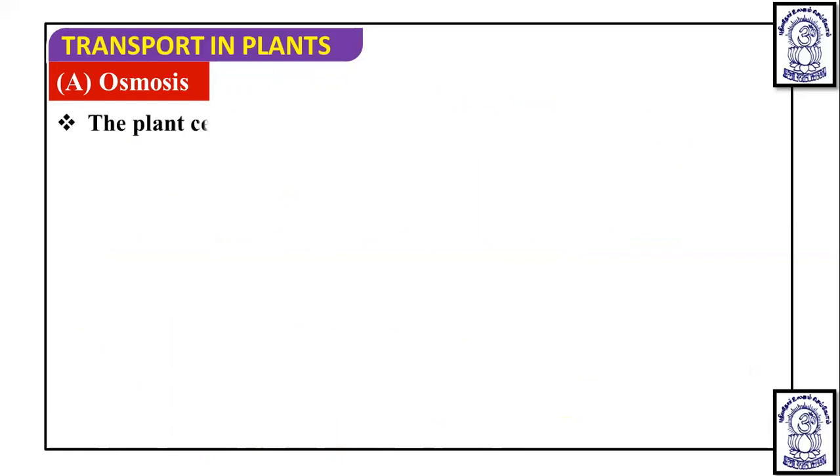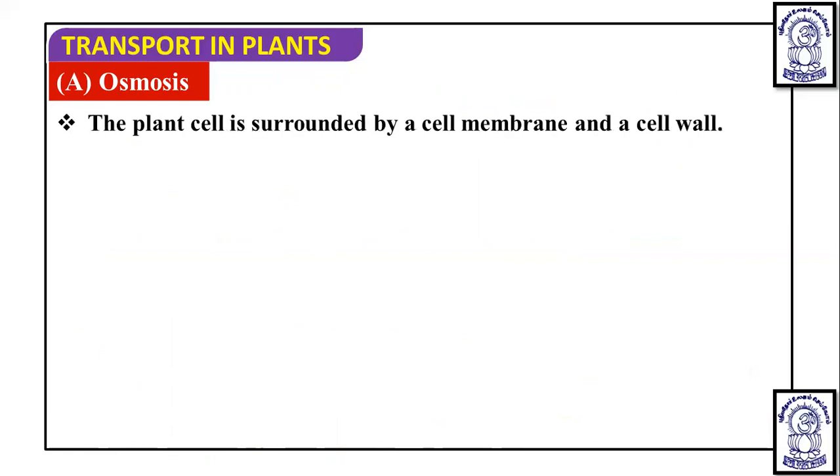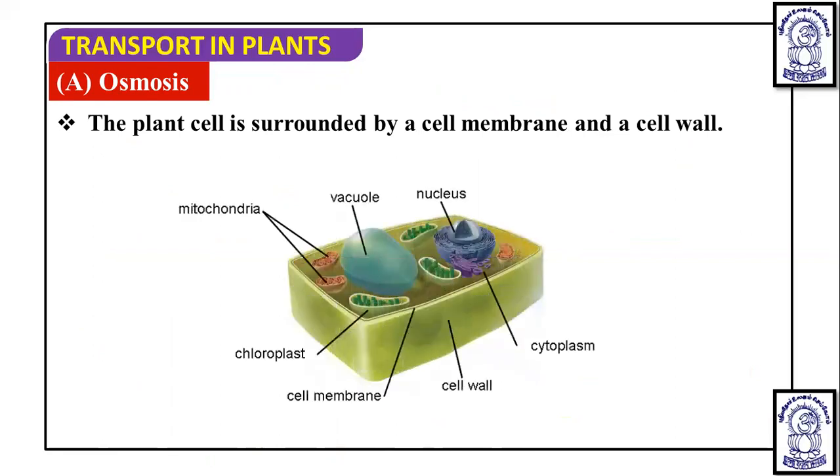Now, after studying this membrane, if we talk about the different types of conditions or mechanisms involved in the transport of molecules in the plant, first we are going to discuss osmosis. Now, when we talk about osmosis, the plant cell is surrounded by a cell membrane and cell wall, that we know very well.